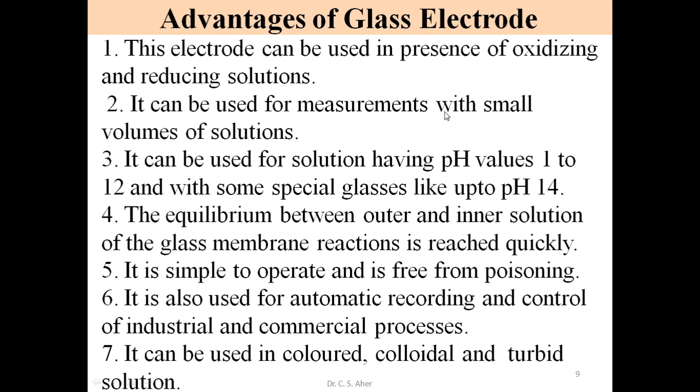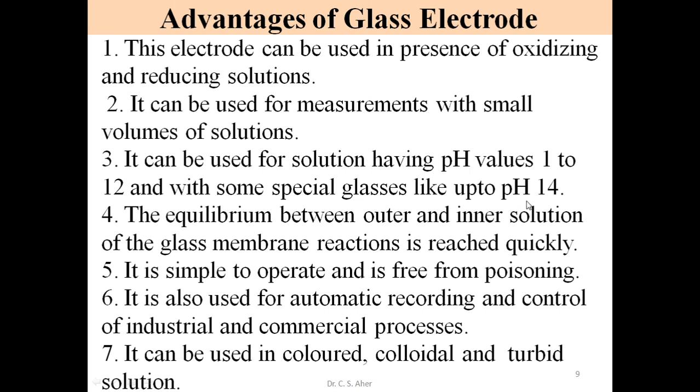It is also used to measure the pH of very small solutions. If you have a small solution, that small amount of solution is sufficient for determining the pH. Third, this pH glass electrode is used for determining the pH value from 1 to 12, and in some special cases this glass electrode is modified, and at that time we can measure the pH up to 14.